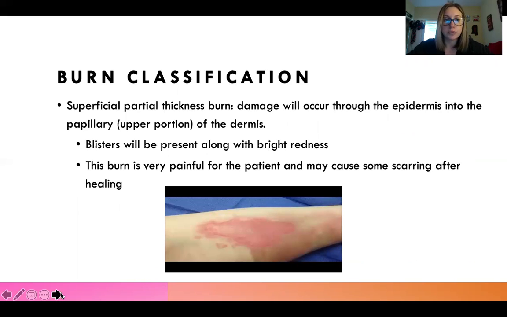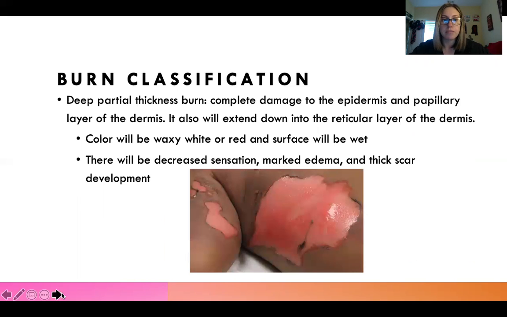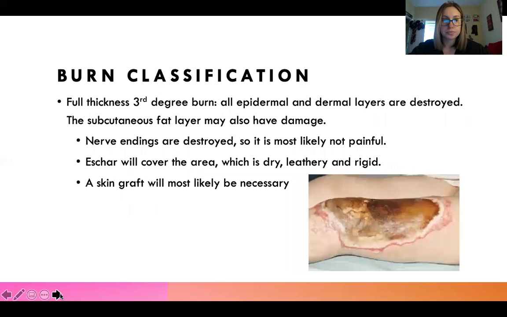And then you have your superficial partial thickness burn. So this is considered a second-degree burn. There are two different thicknesses for second-degree burn. This one is through the epidermis and into the upper portion of the dermis, which is the papillary layer. Blisters will be present, and it's also still very painful. And then you have your deep partial thickness burn, complete damage to the epidermis and papillary layer, and it also extends into the lower portion of the dermis, which is the reticular layer.